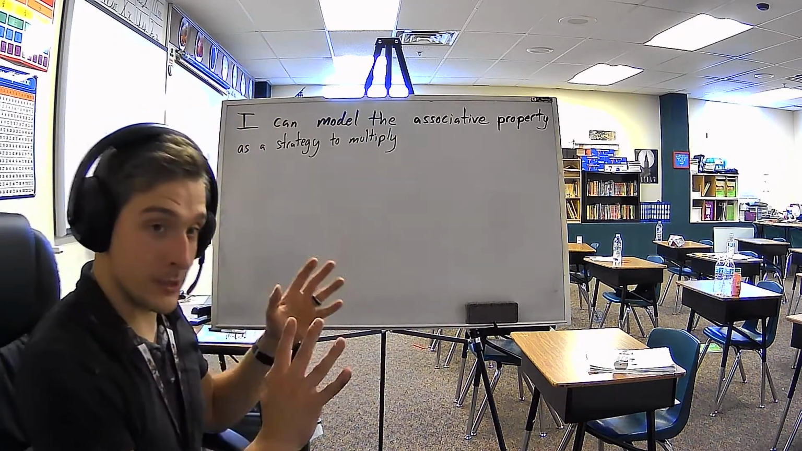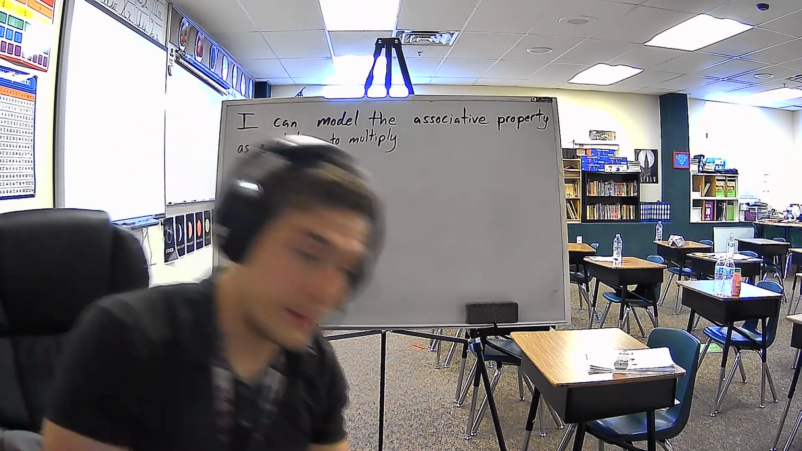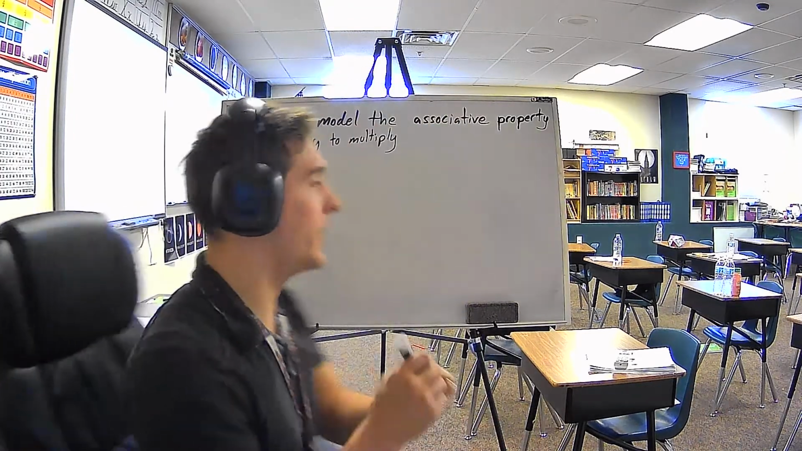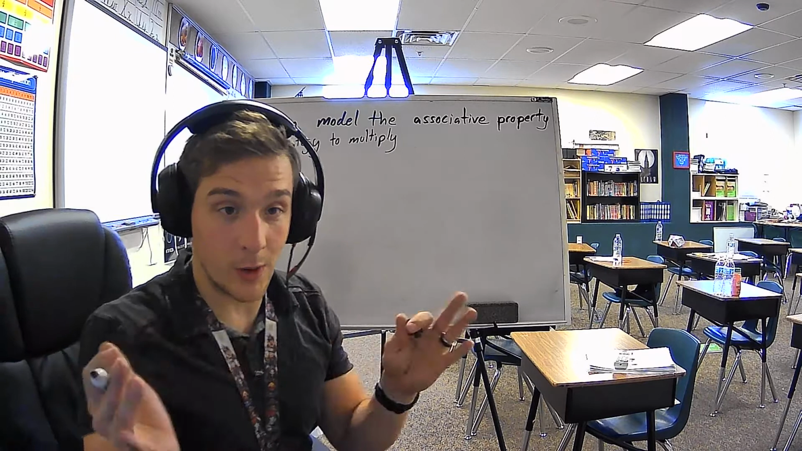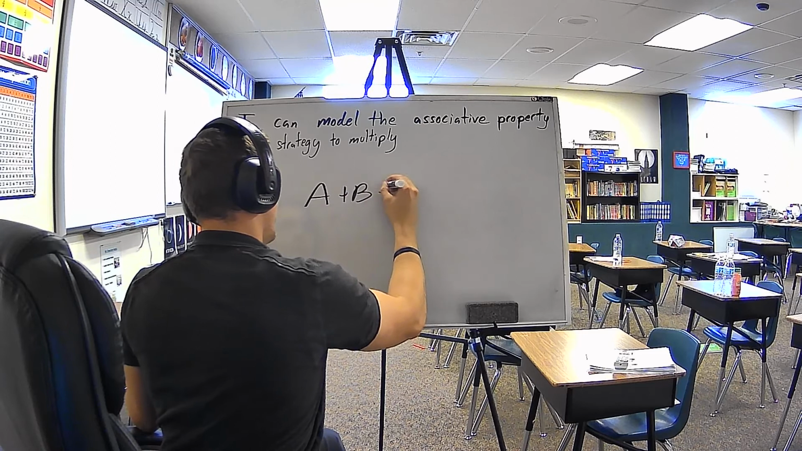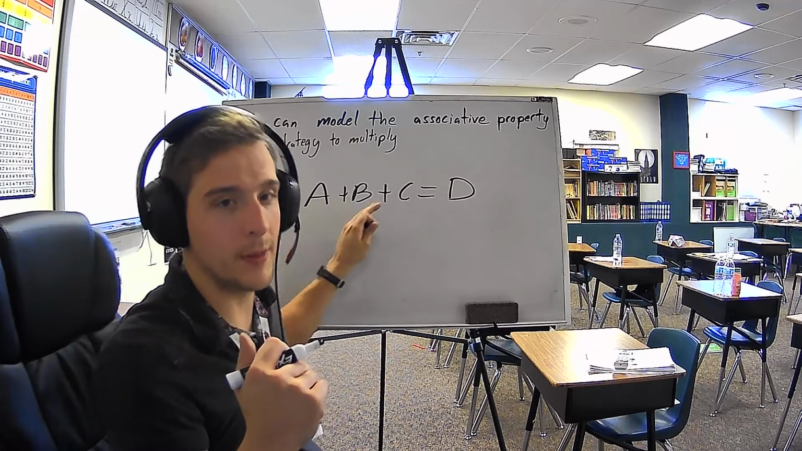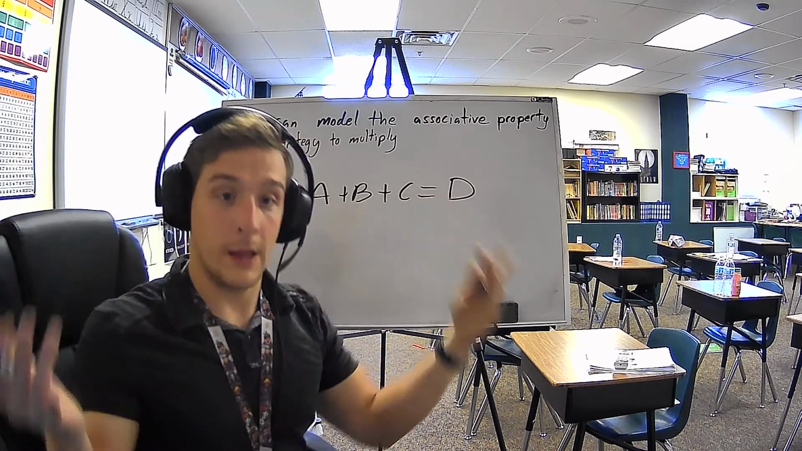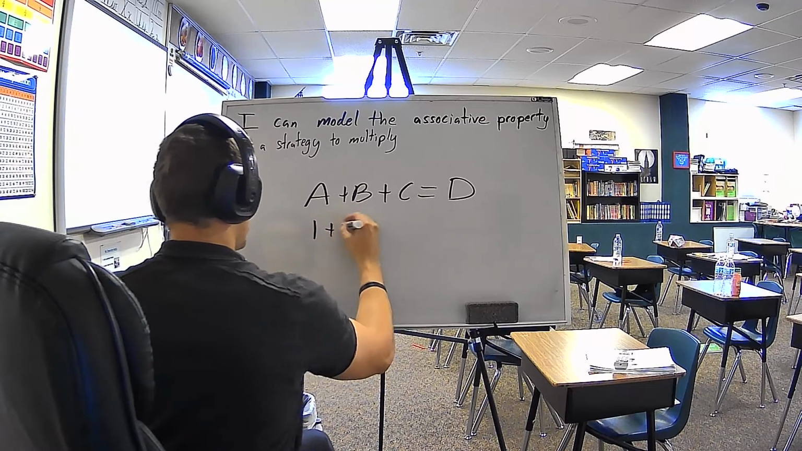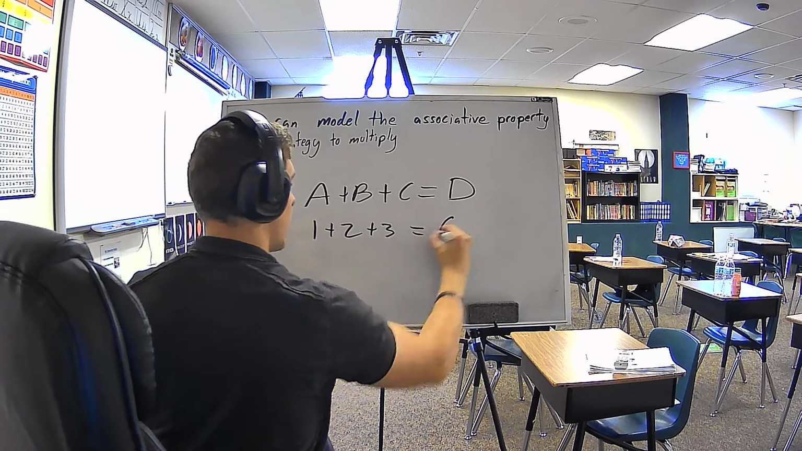So today's goal is I can model the associative property as a strategy to multiply. Now, I'm using the example of multiply here, but it is more than just multiplication. And I'll give you an example. So, associative property is basically saying, I'm going to use numbers here to represent it. It'd be like A plus B plus C equals D. So it's saying a number plus a number plus a number will equal a number. I'll give you an example here. Let's say 1 plus 2 plus 3 equals, 1 plus 2 is 3, 3 plus 3 is 6.